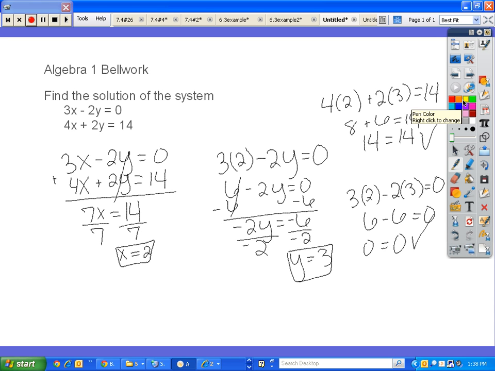Okay, perfect. So go ahead, we have to write it as a coordinate pair, x comma y. Okay, go ahead and explain how you did it. It's over here. Okay, tell us what you did.